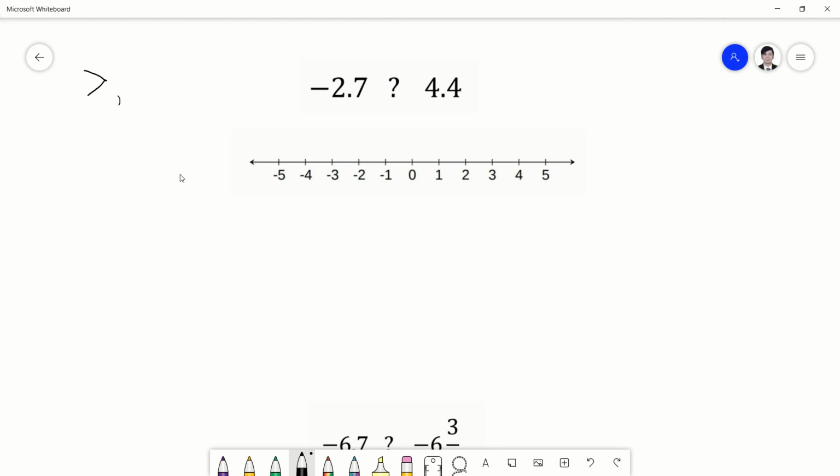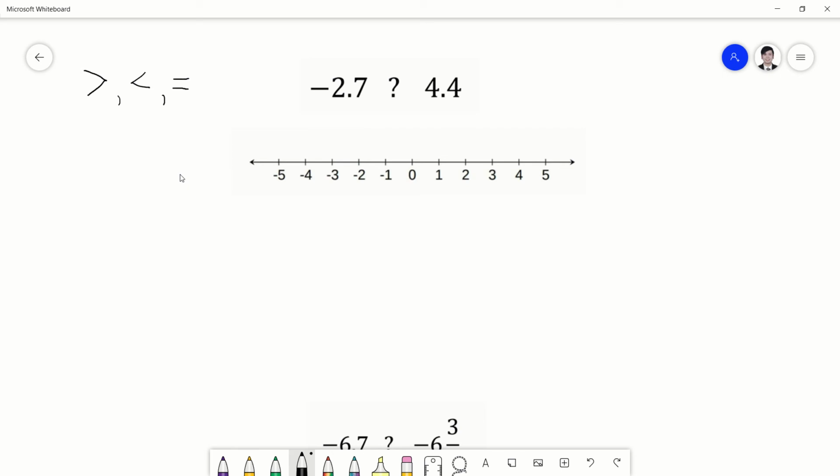And when we use less than, meaning the one on the left has a lesser value compared to the one on the right. And an equal sign if both values are just the same. So let's have our first example. We have here negative 2.7 and 4.4.